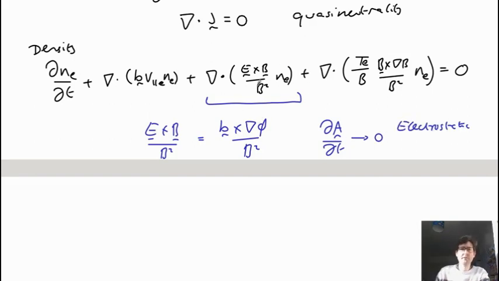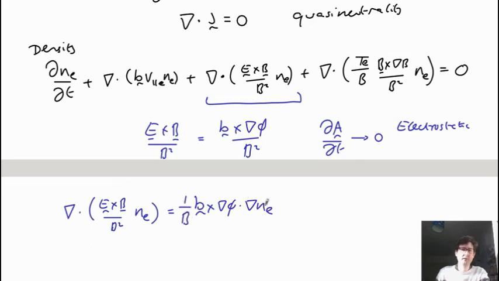So then this part here we can split into two pieces. The divergence of velocity times NE is often split up as an advection term and a compression term. So we write this as B cross grad phi dot grad NE. This is coming from the advection part, and then we have a compression part, so we have NE times the divergence of the velocity, so this is B cross grad phi. And so this is advection, and this part's compression.